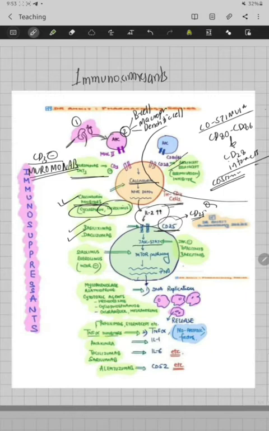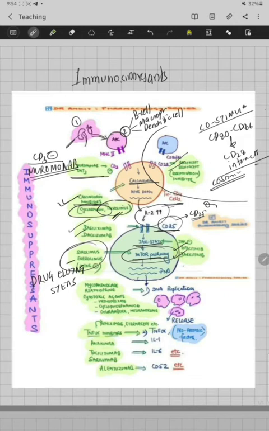Now we have JAK-STAT inhibitors and mTOR pathway inhibitors. JAK-STAT inhibitor drugs include tofacitinib and baricitinib. And the mTOR pathway inhibitors include sirolimus and everolimus. These are very important drugs. They are also used in drug-eluting stents. Please don't confuse everolimus and tacrolimus. These are different classes of drugs.